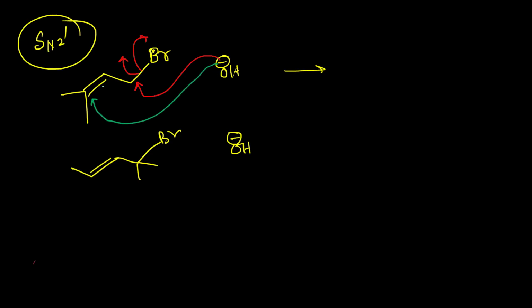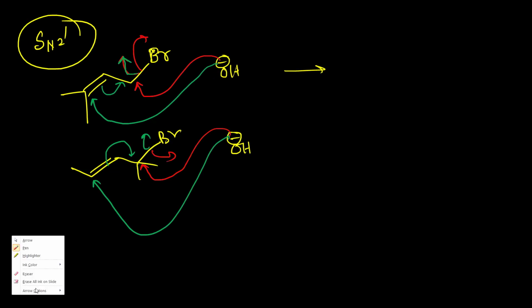So the second option is this. Here also it has two options. One is this, another one is this, and a normal SN2, like here it will attack, and this. In which case, which path will be favored? In the red path, I am showing SN2, and the green path is basically SN2 dash.